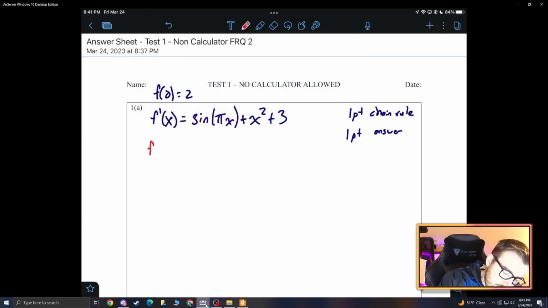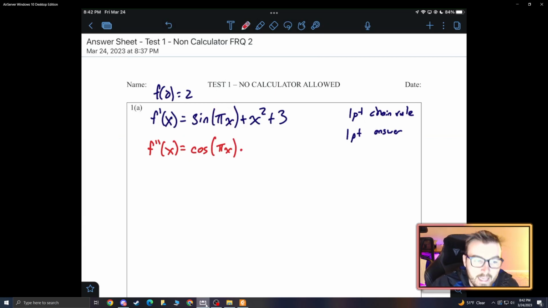So, to take the second derivative, you look at that sine function and you go, what's the derivative of sine? Cosine. And chain rule says leave the inside of the function alone, but we need to address the inside of the function. You take the derivative of the outside function first, leave the inside alone, and then multiply by the derivative of the inside. The derivative of pi x is simply pi, plus the derivative of x squared is 2x, plus the derivative of 3 is 0. So that's it. There's f double prime.